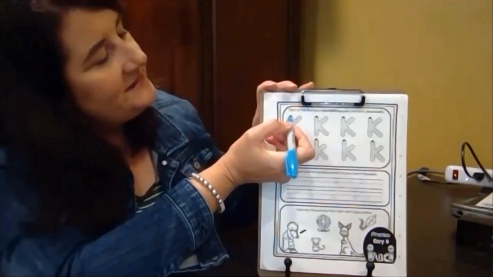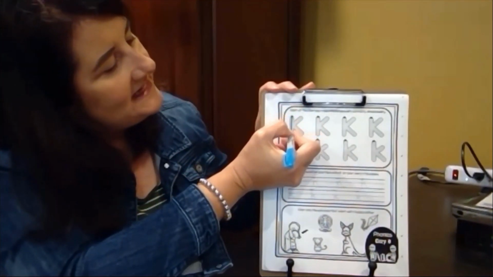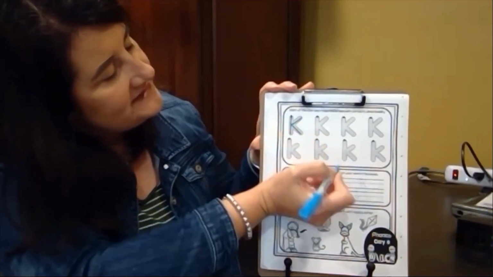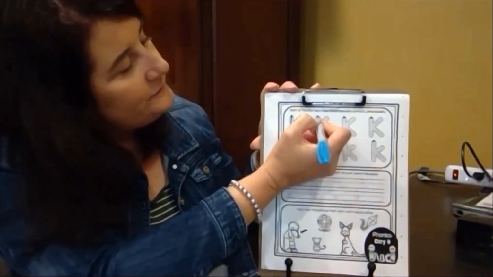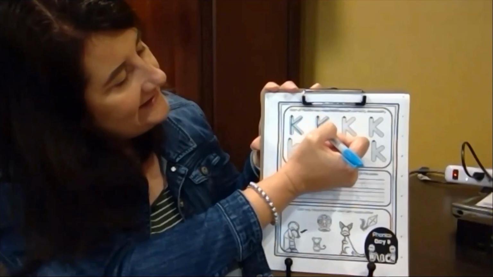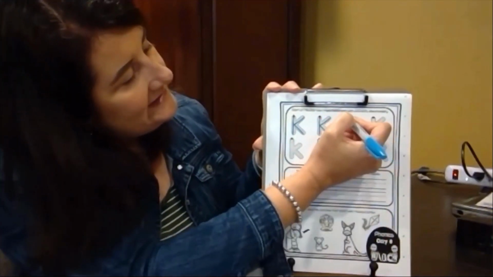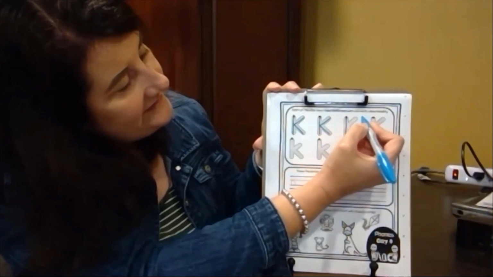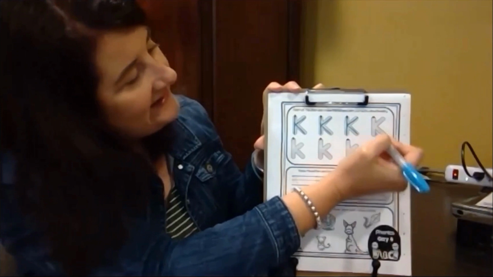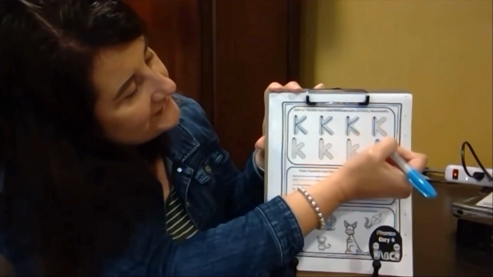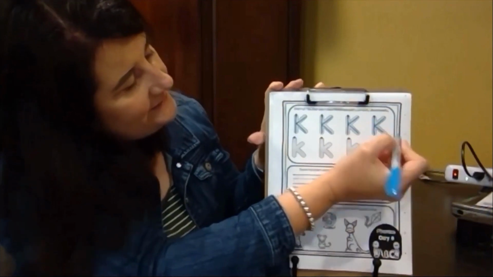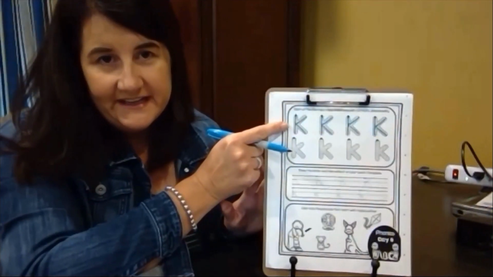We are going to start at the star with a straight line down, and then we're going to slide into the line and slide out. So it's 2 strokes. Straight line down from the star, then you go back to the top and slide in, slide out. Uppercase K is straight line down from the star, slide in, slide out. So K says K, K, K.